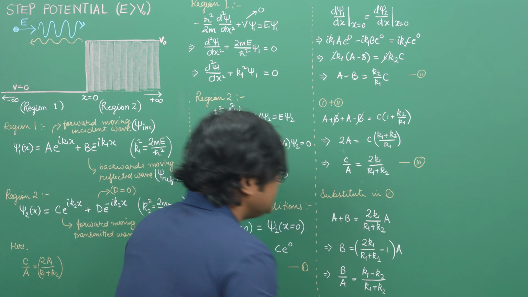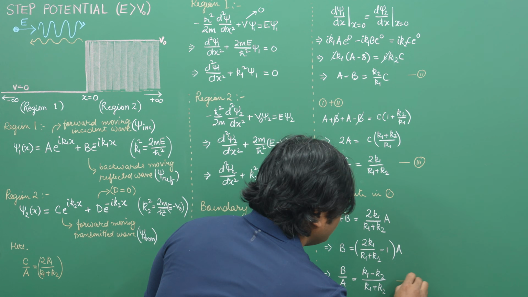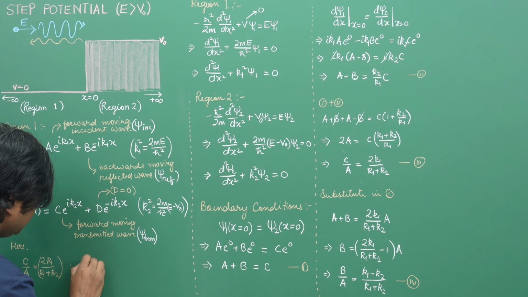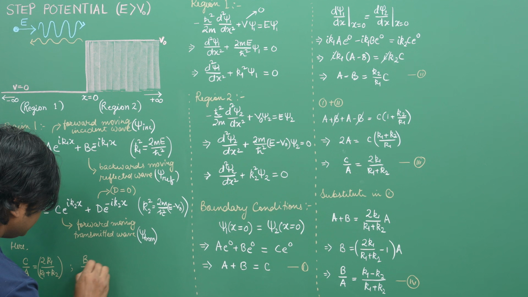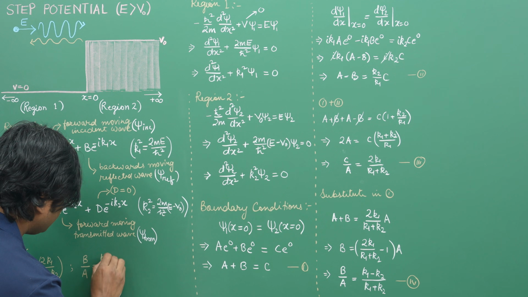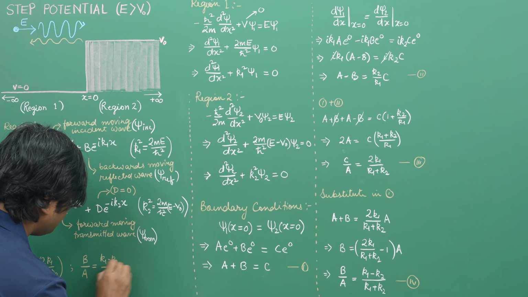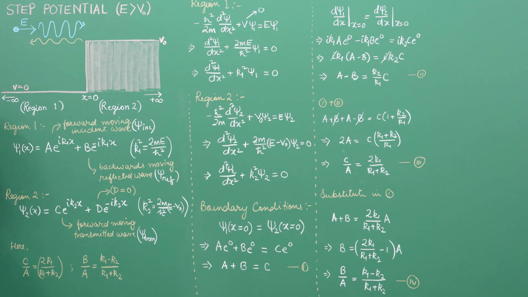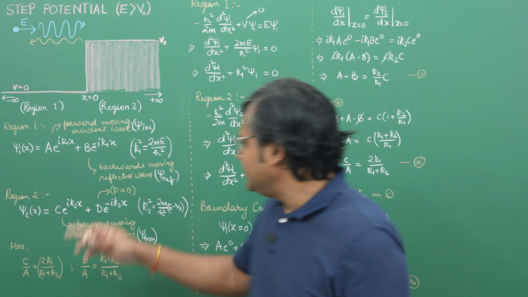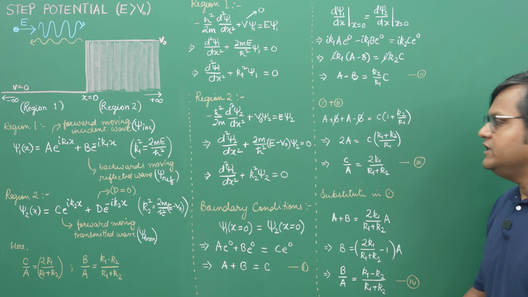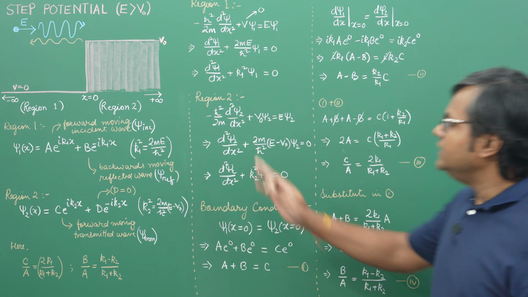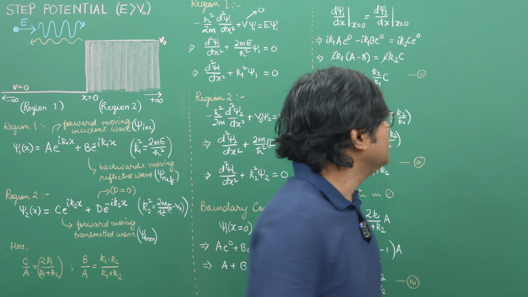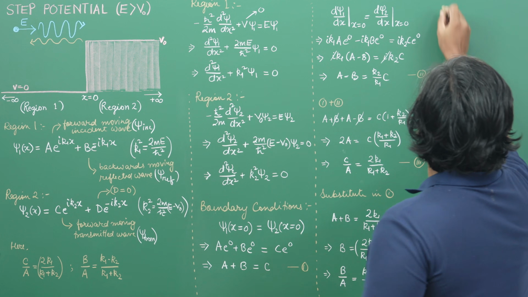That's it. Let's suppose this is point number 4, and let me write it down here again just for later purposes, that b upon a is equal to k1 minus k2 upon k1 plus k2. And now that we have obtained the values of these constants a, b and c, now it is going to be straightforward. I want to calculate the probability of reflection of the wave and the probability of the transmission of the wave. All right. So let's proceed to that part of the calculations.